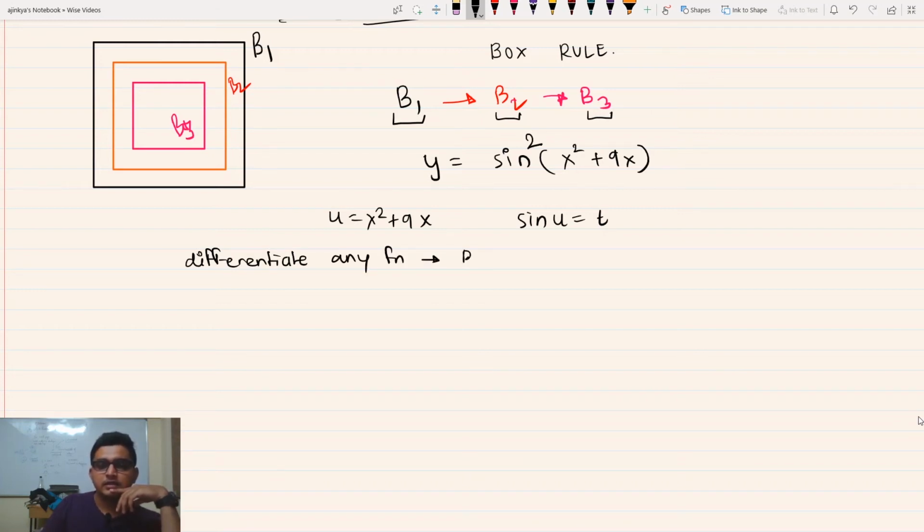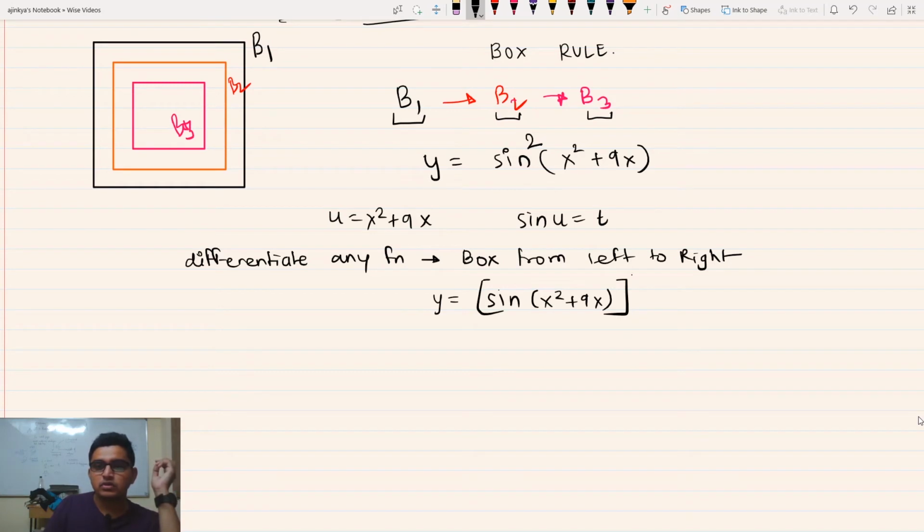consider it as a box, from left to right. Now in this case, what are we going to say? Okay, let's take the outermost box. So we can write this as sine of x square plus 9x whole raised to 2, it is the same thing, like these two are same, right?